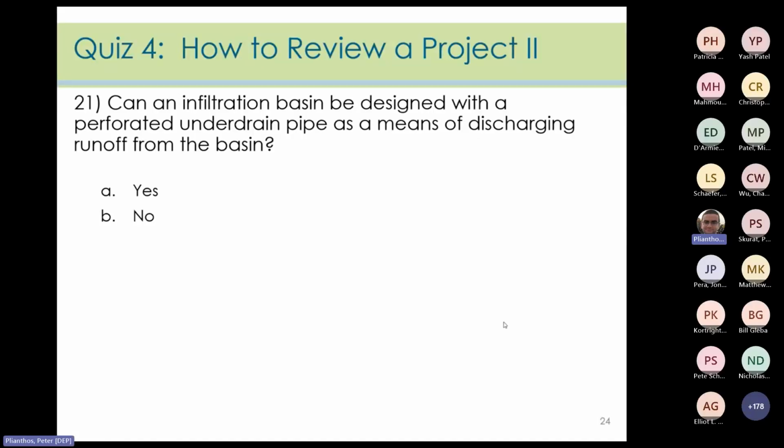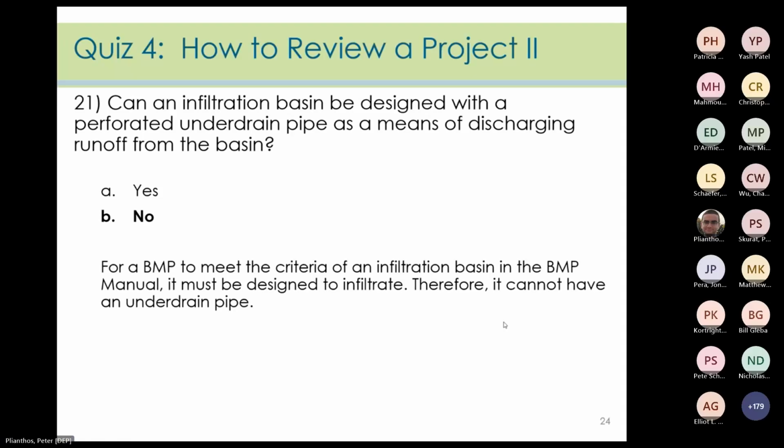Question 21. Can an infiltration basin be designed with a perforated underdrain pipe as a means of discharging runoff from the basin? And the answer is no. An infiltration BMP cannot have an underdrain pipe if it wants to meet the criteria for an infiltration basin in the BMP manual.